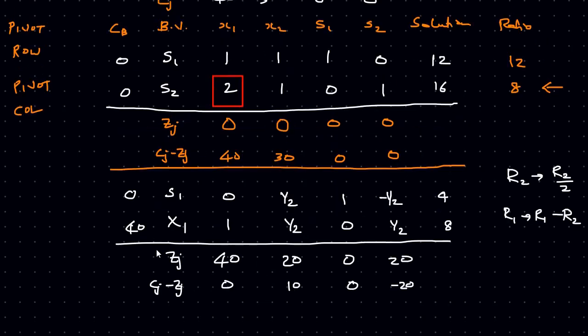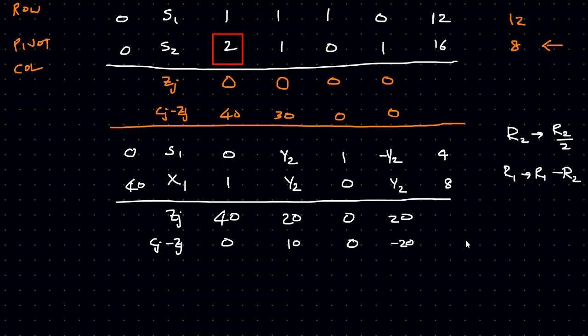So x2 will be entering here, and to identify which is leaving, we have to calculate the minimum ratio. Here this is the pivot column. So what we do is 4 divided by half, so the ratio becomes 8, and 8 divided by half, so the ratio is 16. The minimum of that is 8. So s1 will leave the basic variable, and x2 will enter the basic variable.